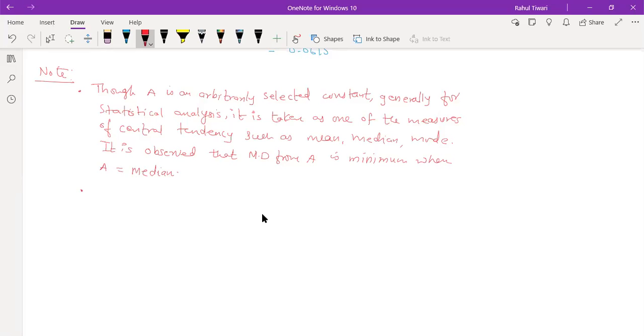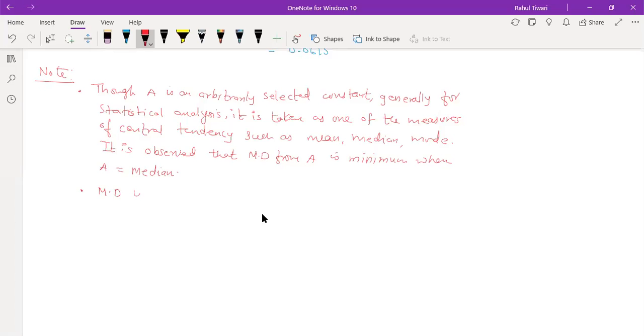And basically, this MD will be useful for the small sample, not a very large sample. So it is very useful in statistical analysis of economic and social phenomena using small samples. This is one of the advantages I can say.